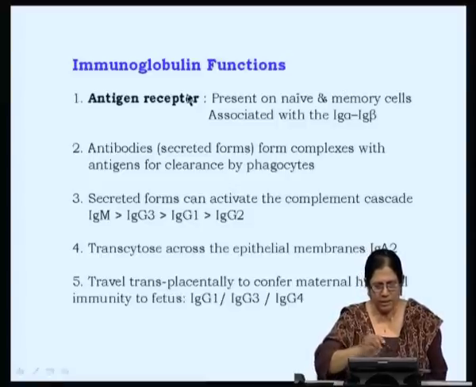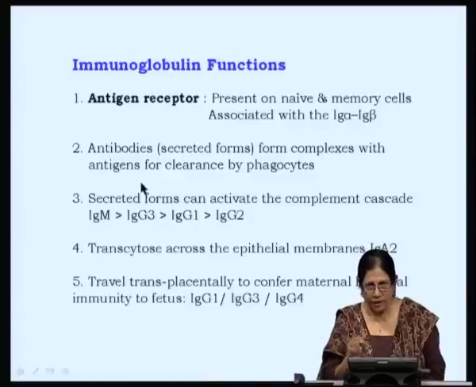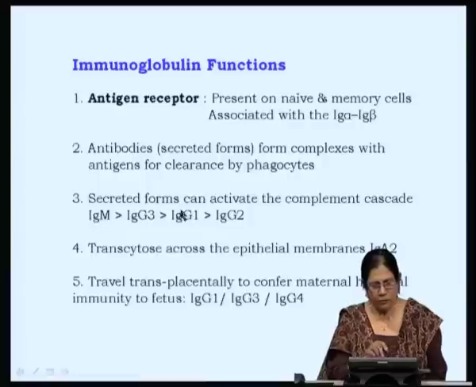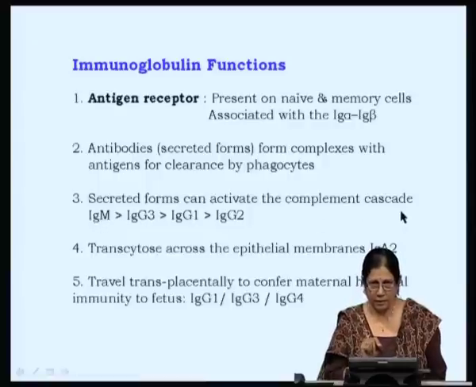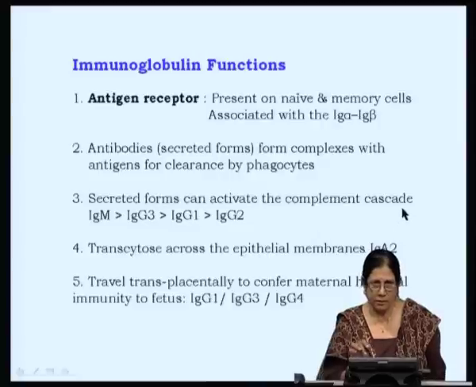The plasma cells secrete antibodies. The secreted forms of immunoglobulin can form complexes with antigens, and these are very nicely cleared by phagocytes. The secreted forms can activate the complement cascade, and like I said, my next lecture is going to be on that. Complement activation is a very important part of the immune system.